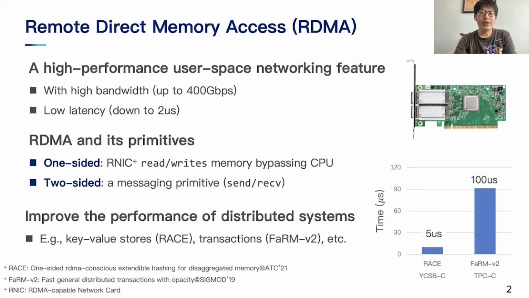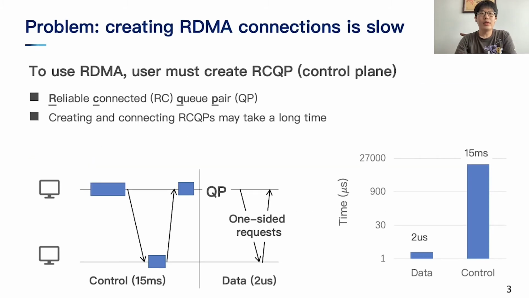For example, RACE Hashing, a recent production disaggregated key-value store, can execute a single key-value request within 5 microseconds. However, though RDMA's data path operation is extremely fast, RDMA's control path operation is orders of magnitude slower. Specifically, on our platform, we measure the end-to-end connection creation and connection time of a queue pair, which takes 15 milliseconds. In comparison, posting and polling an RDMA one-sided request only takes 2 microseconds.